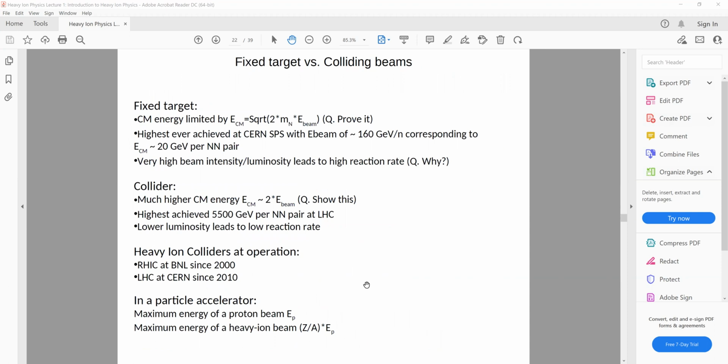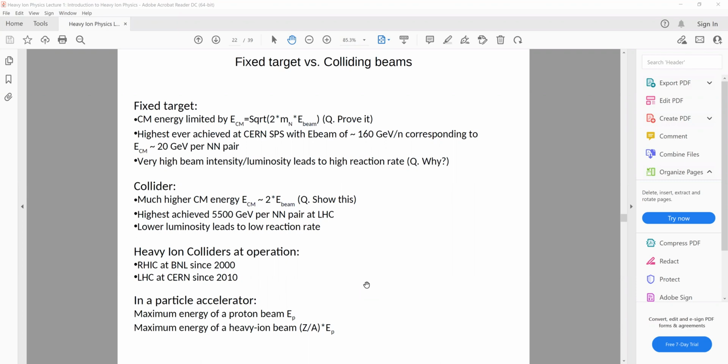Just to tell the difference between the fixed target and the colliding beams. In the fixed target, the problem is that the center of mass energy is limited. E_beam is the beam energy, which is the actual energy accelerated in the machine, but the interactions occur in the center of mass squared. The center of mass energy is E_cm equals square root of 2 times M_n times E_beam, where M_n is the mass of the nucleon and E_beam is the beam energy. There is one task for the student: to prove this relation. This can be very easily proven using the notation of four-momentum, and I think you will also work it out in your relativistic analysis.